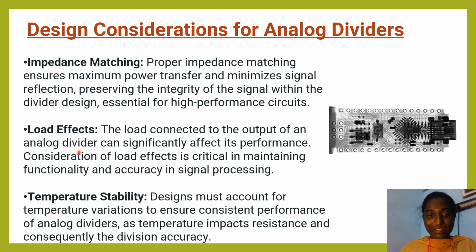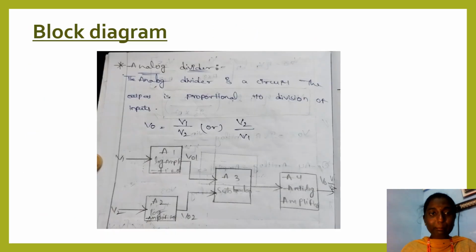And the second consideration is load effect. The load connected to the output of an analog divider can significantly affect its performance, and consideration of load effect is critical in maintaining functionality and accuracy in signal processing. Now the third consideration is temperature stability. The design must account for temperature variation to ensure consistent performance of analog dividers, as temperature impacts resistance and consequently the division accuracy.